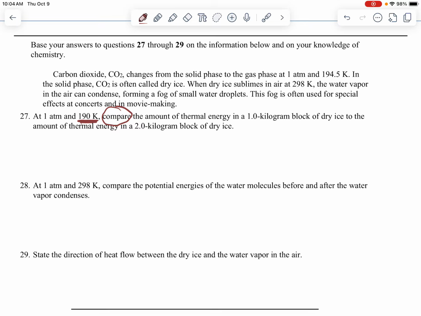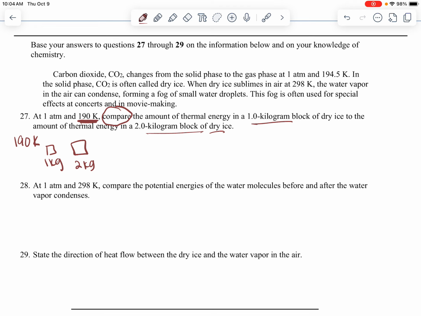So compare amount of thermal energy in a 1 kilogram block of dry ice to the amount of thermal energy in a 2 kilogram block of dry ice. Right? So we have the 1 kilogram, we have 2 kilogram. They're at the same temperature, 190 Kelvin.